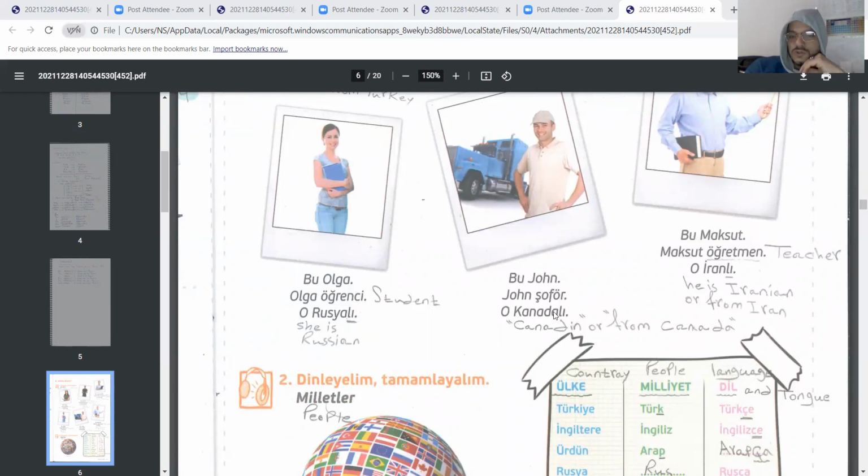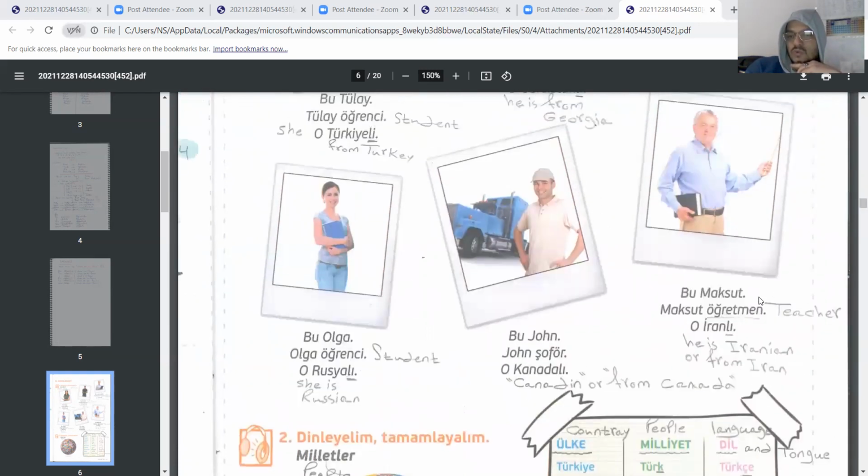Bu John, John şoför. We can say driver, he is a driver. O Kanadalı, Kanadalı, that's right, Canadian, or from Canada. Here the last one, bu Maksud, he is Maksud. Maksud öğretmen, öğretmen means teacher. O İranlı, he is from Iran.